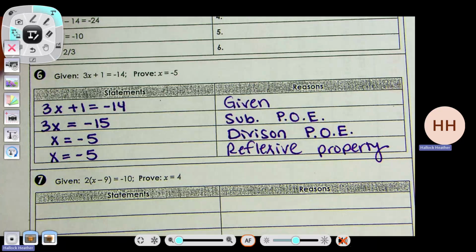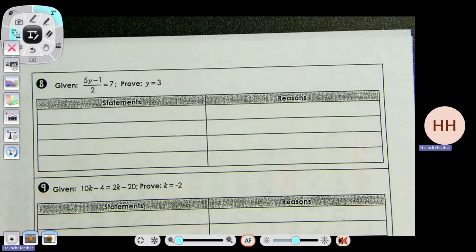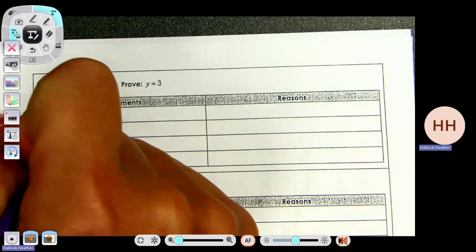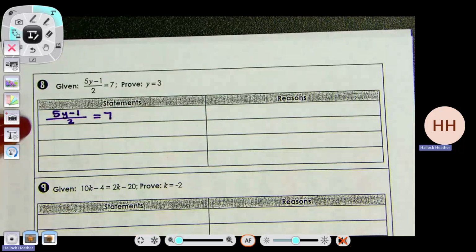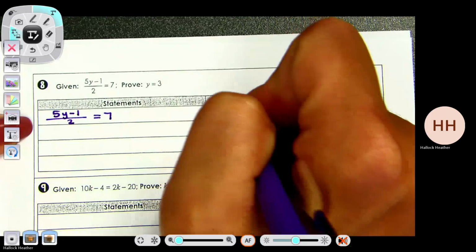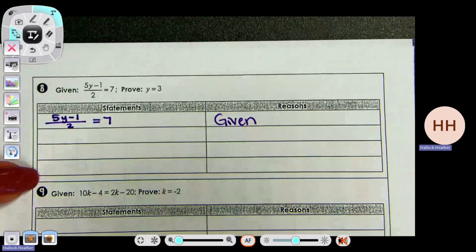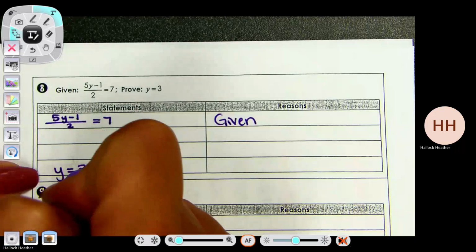Let's do another one. Let's do number 8. I'm trying to do the hard ones, so we're going to do 8 and we're going to do 11. 8 says, given all that nonsense. That's going to go in the first statement. I figured we'd do the fraction one because you guys hate fractions. The first reason is always going to be what? Given. The answer is always going to go in the last thing. So take a second.